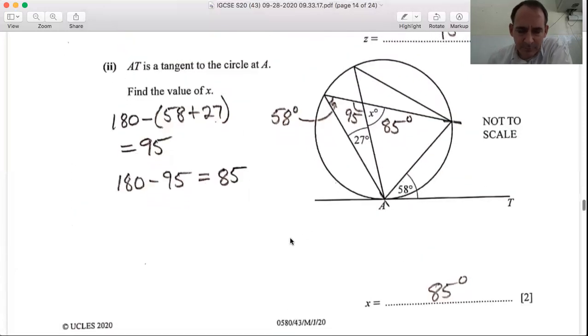So again, when you get into these kind of complicated diagrams, don't worry about the complexity of the diagram. It's what are you looking for?